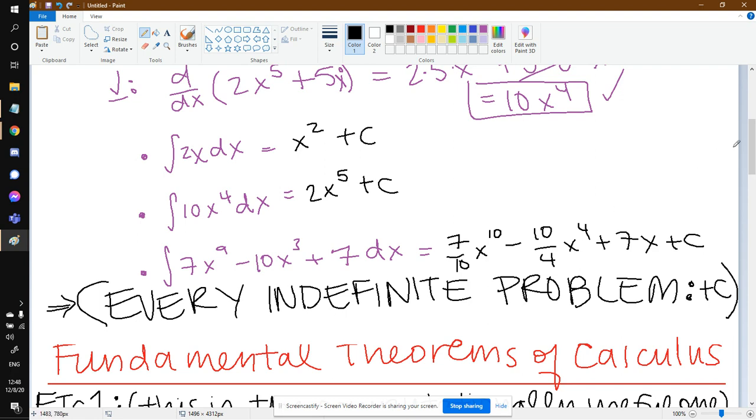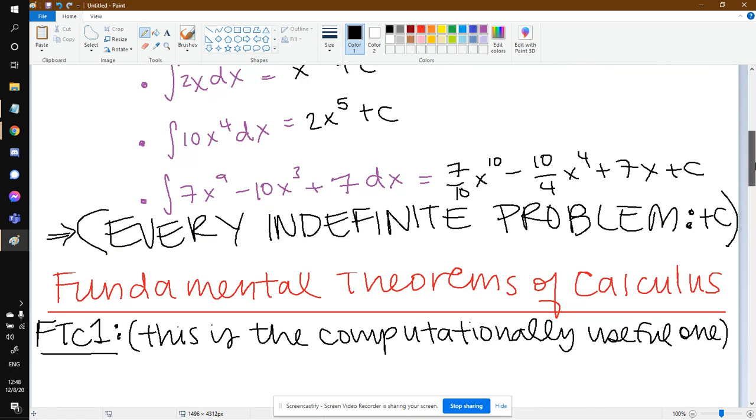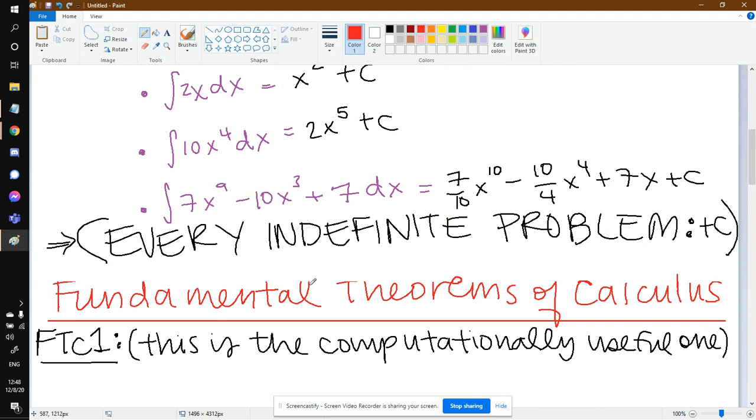If you're in fifth and sixth period and you feel like you got this fundamental theorem stuff, you are good to check out now and do your homework. Otherwise, let's keep going. We're going to learn about the fundamental theorems of calculus now.